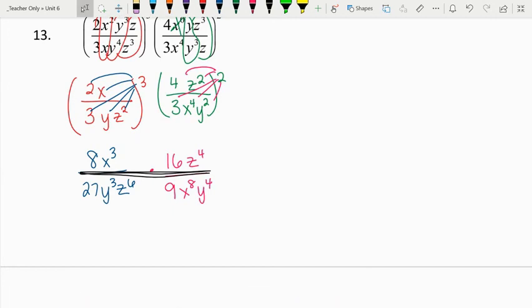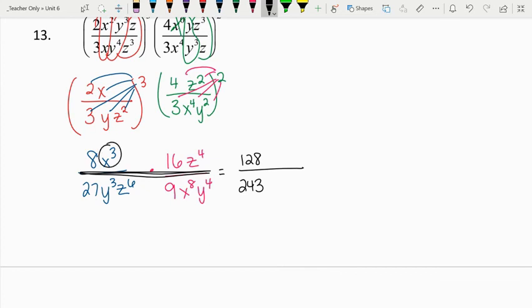So at this point, we can start dealing with our numbers, right? So we have 8 times 16, which is 128. We have 27 and 9, which is 243. Now, I didn't simplify anything because there is nothing to simplify, right? 8 and 27, 16 and 9, nothing that can cross cancel. So then we move on to our x's.